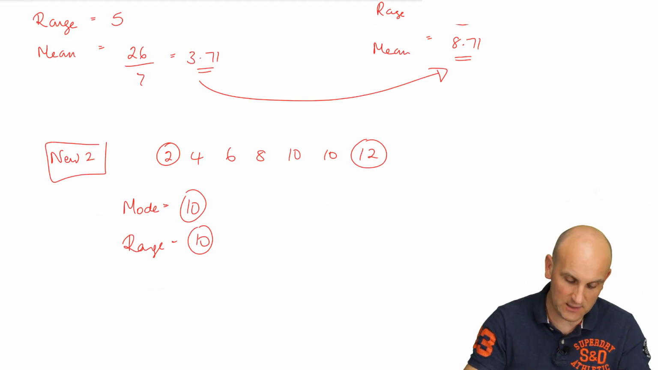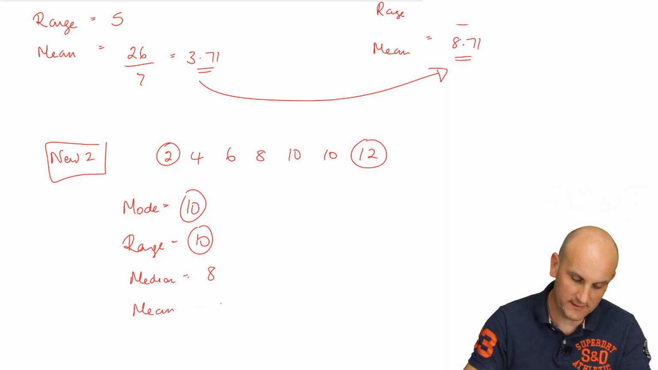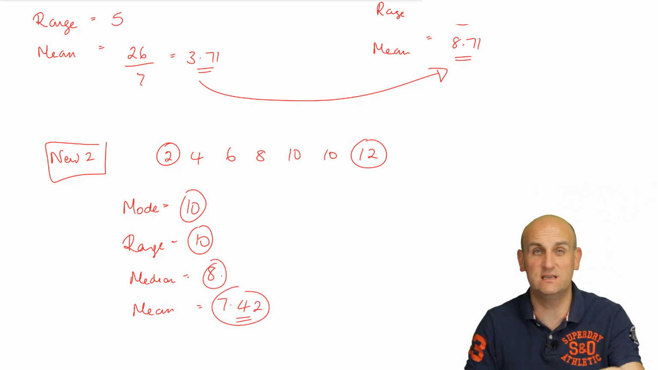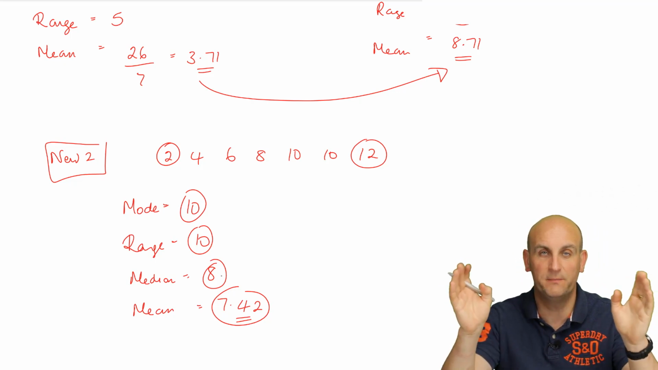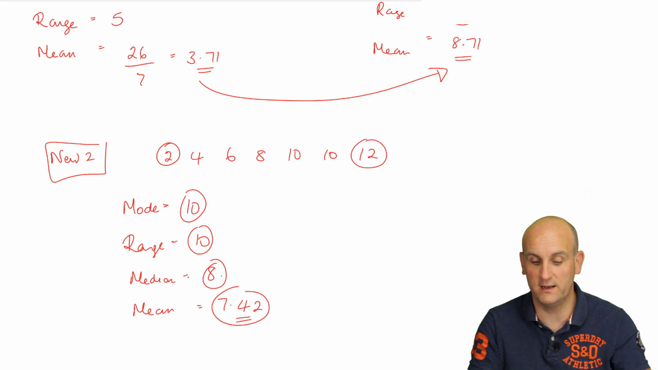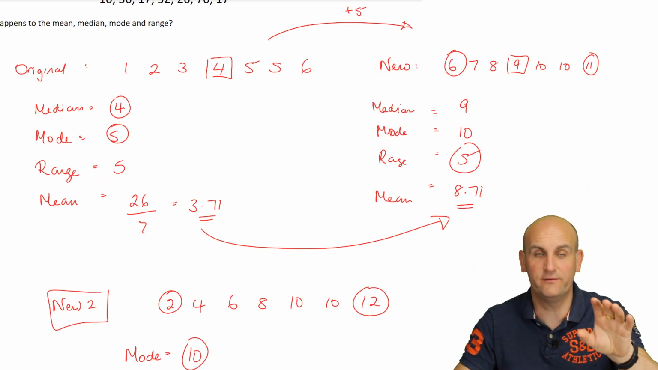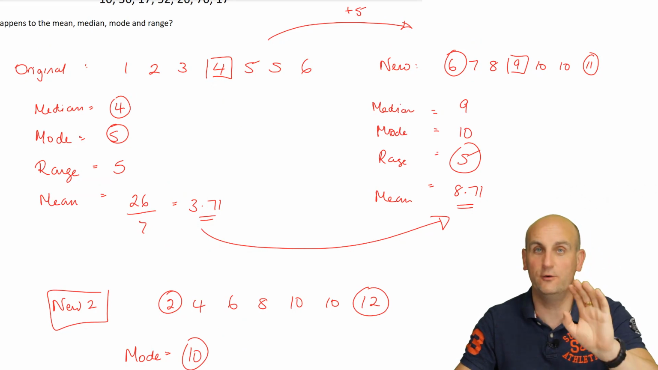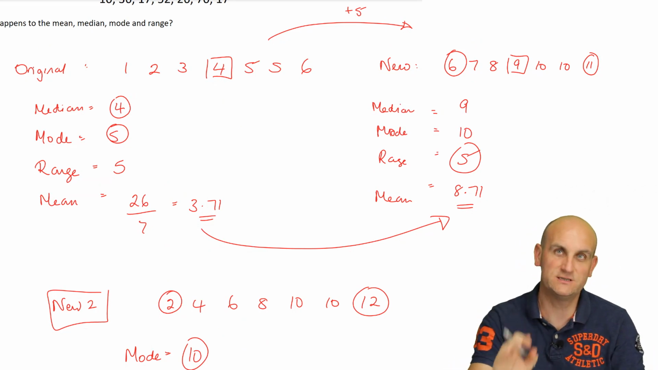And if you were then to go on and find my median, which is 8, and my mean would come out to be 7.42, what you notice is that when I multiply every single number in my list by the same number, then the mean, the median, the mode, and the range all get multiplied as well. When I add on, then my median, my mode, and my mean all change, but my range stays the same.